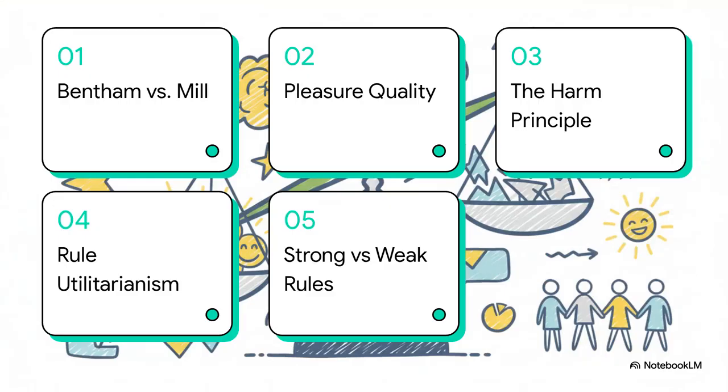All right. Here is our blueprint for today. We're going to break these complex ethical theories down into 5 key modules so you can easily digest and review them. We'll start with Bentham versus Mill, explore higher and lower pleasures, unpack the harm principle and sovereignty, define rule utilitarianism, and finally, look at strong versus weak rules.